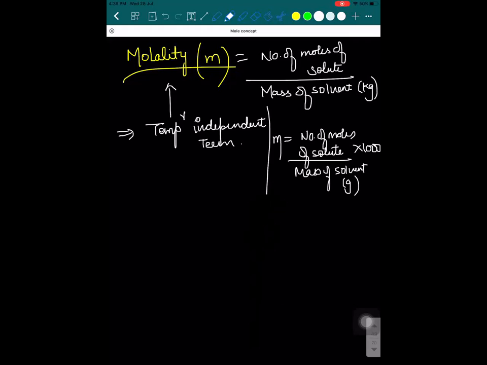Mass of the solvent. Please remember where you are taking solute and where you are taking solvent. These are all things you have to remember. And the unit of molality is mole per kg. Mole per kg.